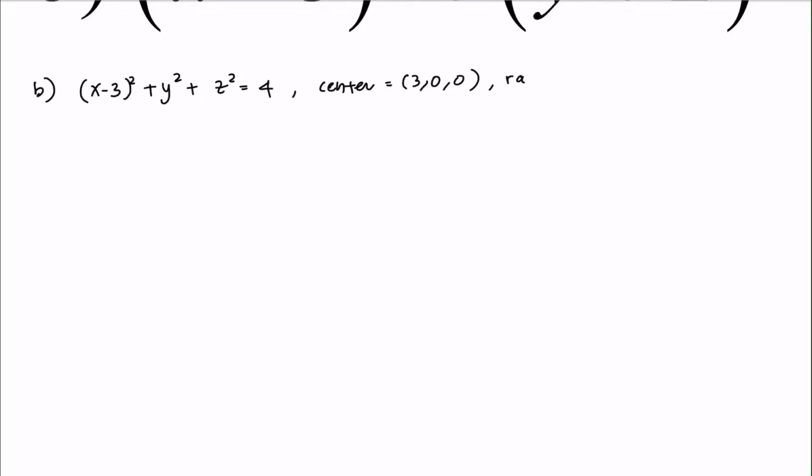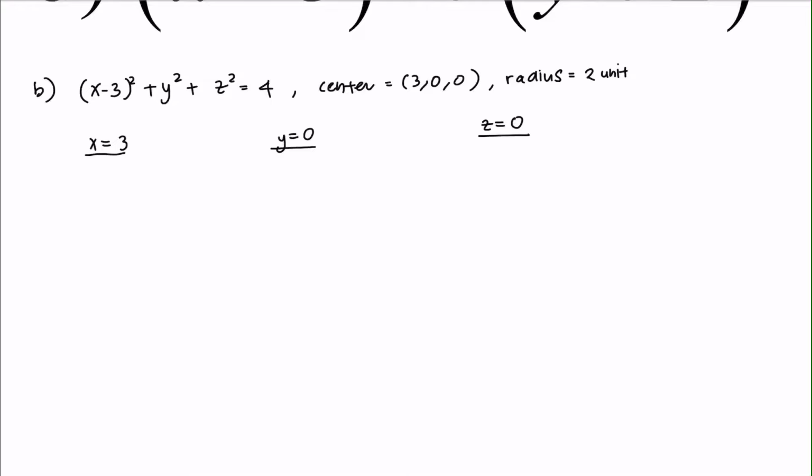How about the radius? The radius here is 4, which is 2 squared, so the radius is 2 units. For this case, we can see that the center is different, therefore our planes are also different. The first trace is at x equal to 3, the second trace is when the plane is y equal to 0, and the third trace is when z equal to 0. So it is different, because the planes have shifted.